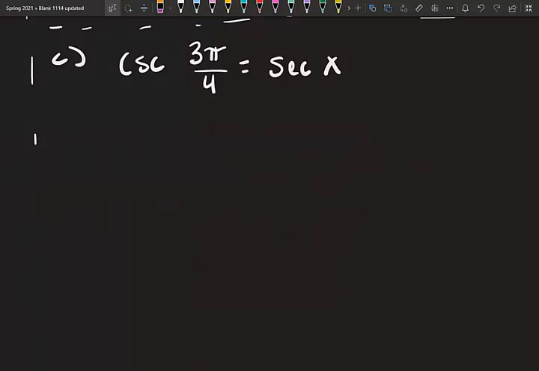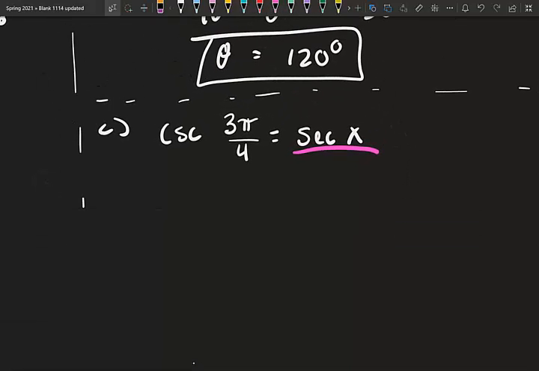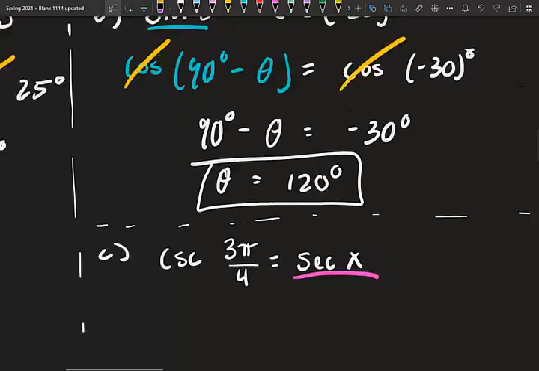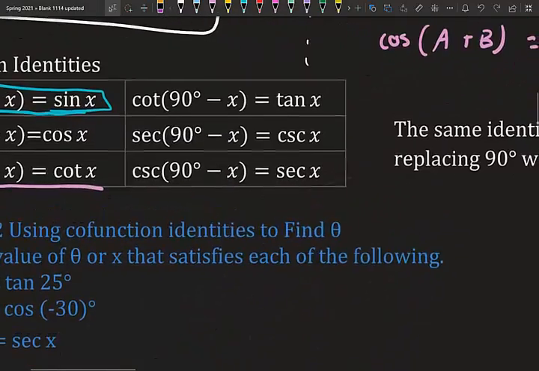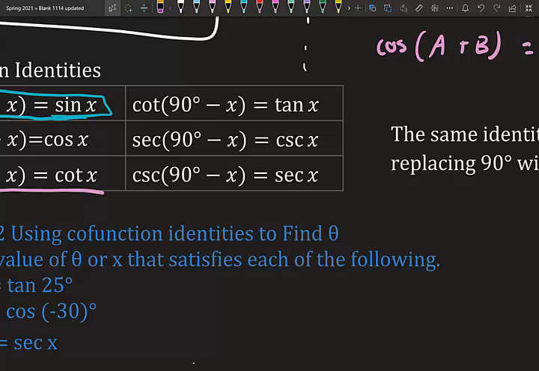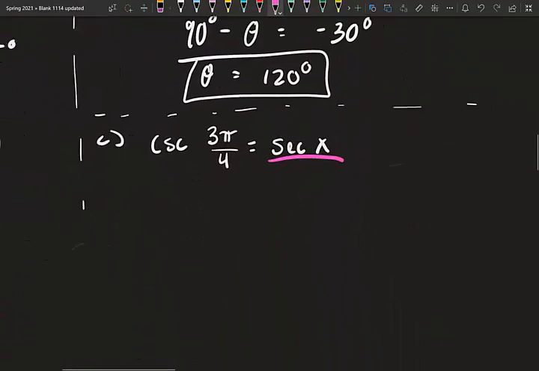Part C, we have cosecant 3 pi over 4 equals secant x. So remember, you're not going to touch the function with the numbers. Touch the function without the numbers. So the function without the numbers is secant x. So let's replace secant x and see if we can do it. So secant x has to have cosecant in it. So going back to our cofunctions, we have it right here. We have secant x equals cosecant. So we're good. We can use that.